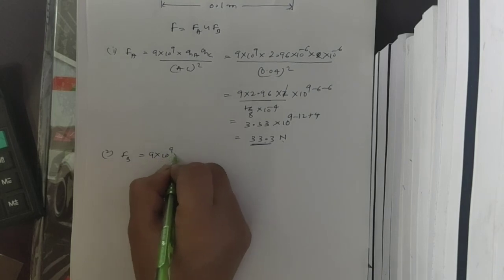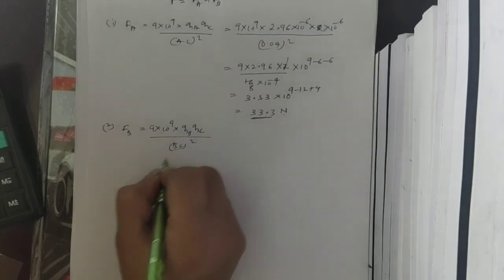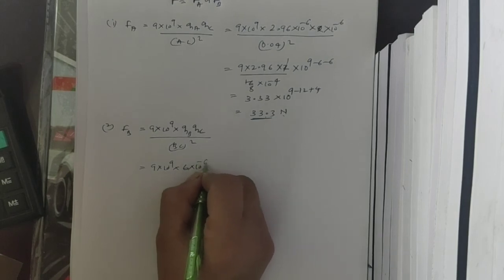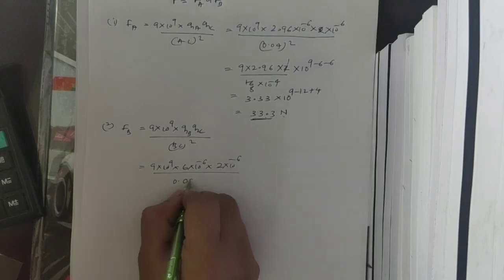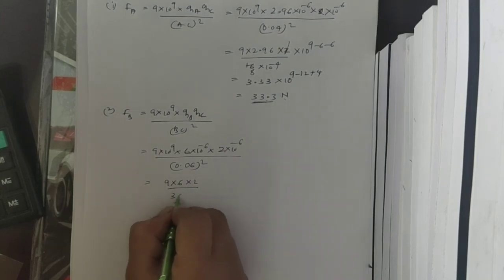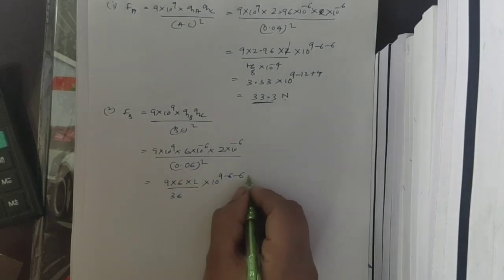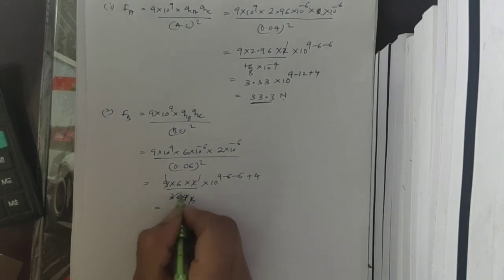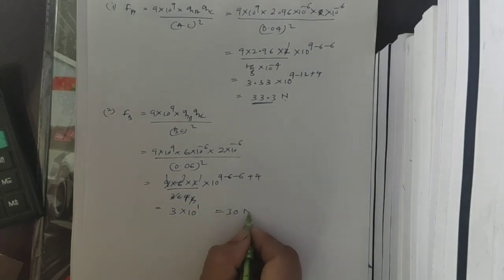Similarly, we will find FB. 9 into 10 to the power 9 QB into QC divided by BC square. QB is 6 microcoulomb and QC is 2, divided by BC 0.06 square. 9 into 6 into 2 divided by 36, 10 to the power 9 minus 6 minus 6. This will be minus 4 plus 4. 9 ones are 9, 4 ones are 4, 2 ones are 2, 3 threes are. So 3 into 10 to the power 1, so that is 30 newton.